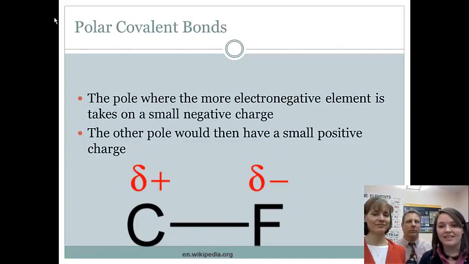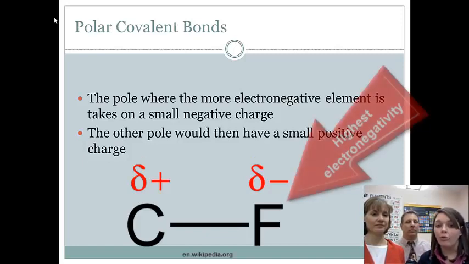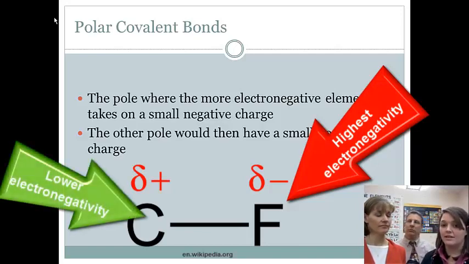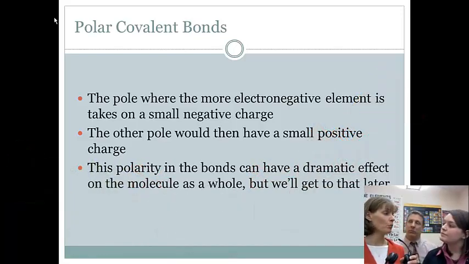And like she said, that slightly negative charge is going to be on the side, or the pole, where the more electronegative element is. So when you look on the periodic table at the two elements you have bonding together, you'll see one might have a higher electronegativity. The one that is more electronegative is going to have that negative charge. On the opposite side, the other pole, the less electronegative element, is going to have a small positive charge attached to it. I'm glad you mentioned the fact that there could be more than two elements involved. This is about a covalent bond. Whenever we're talking about polarity of a bond, we're looking just between two atoms. Yes, there may be more in a molecule, we'll get to that, but we're looking at each individual pair of atoms first.